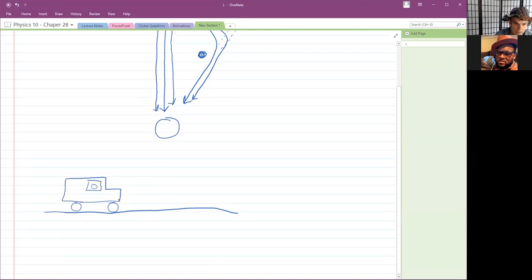Here's you. Here's the headlights. So one thing to keep in mind that you may never have thought of before: if you're driving at night and you're going to see the road, that means light from your headlights has to reflect off the road and then come back to your eyes.